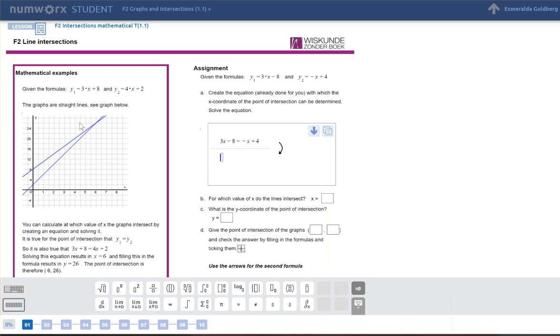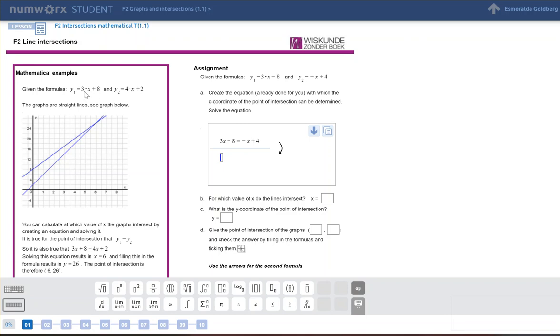Now, the point of intersection consists of another number, the y-coordinate, and we can find that number by taking the solution of the equation that we just solved, 6, and filling it into either of the two formulas that they gave us to begin with. It doesn't matter into which formula you fill in the number, it will give the same result each time.